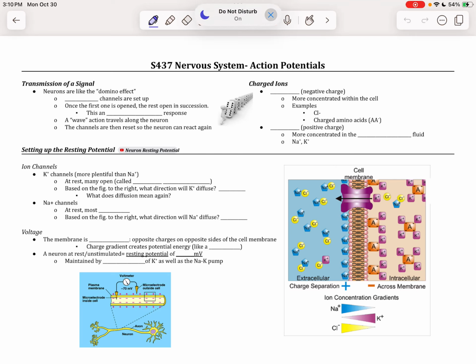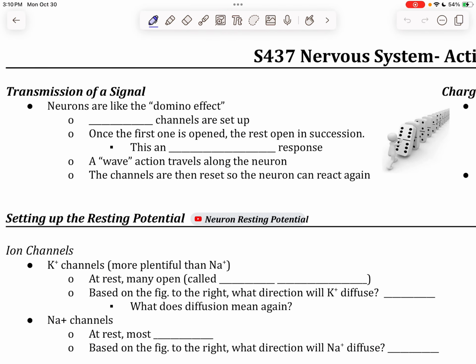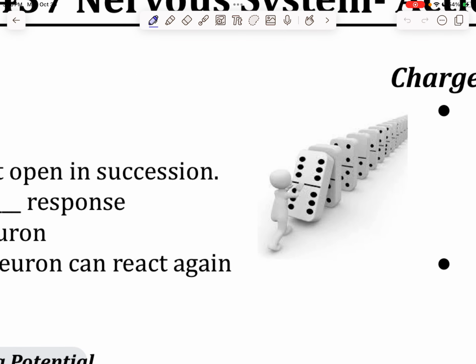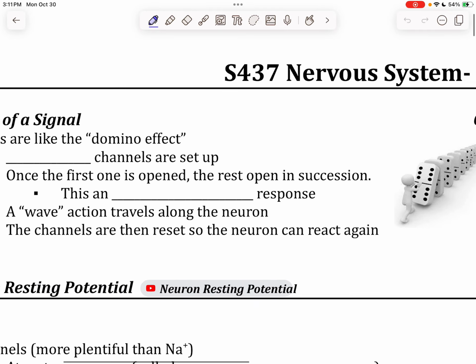Okay, so today we're learning about the action potential. Based on the simulator, you should have discovered that neurons are like dominoes, or the domino effect, in the sense that when you push the dominoes that are already set up, the energy that passes through them is like a wave. Once the first one falls, the rest will then fall in succession. So it's kind of like an all or nothing approach with dominoes.